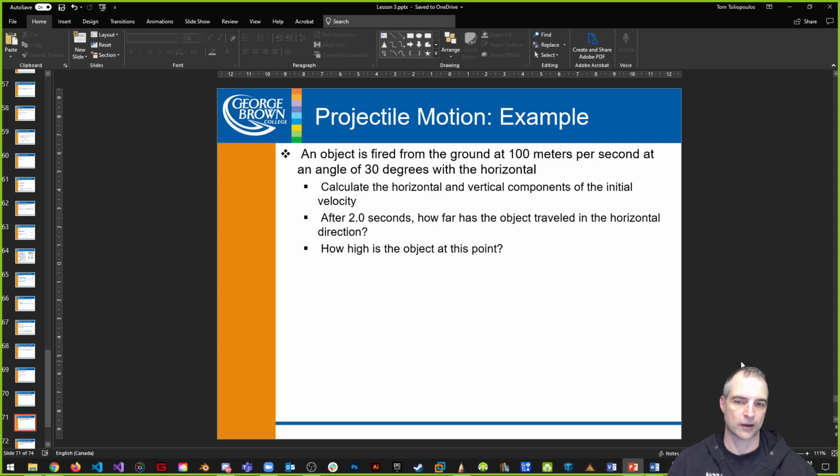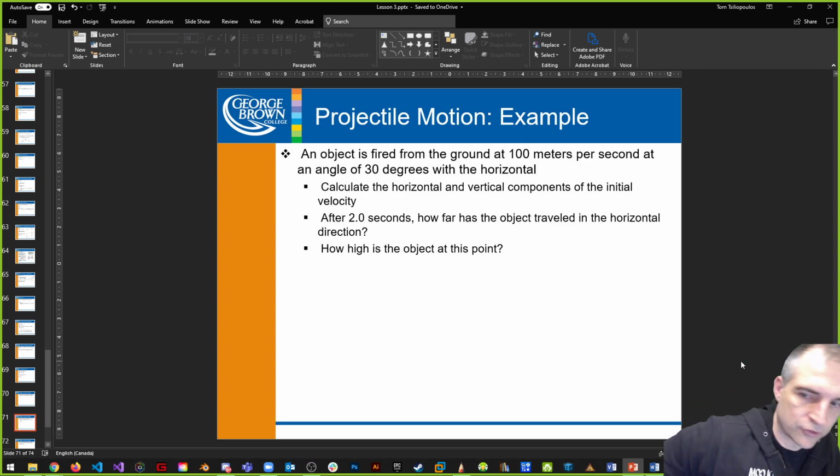Now, this is a trick. The question you should ask yourself is, do I strike the ground within 2 seconds? Because if I strike the ground within 2 seconds, I might have already stopped in the horizontal. So figure that part out first. All right?